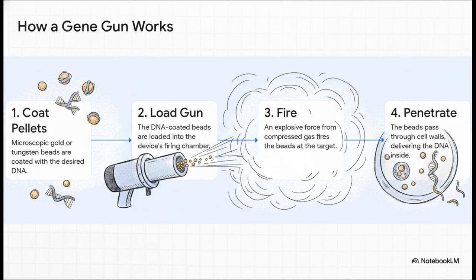So how does a gene gun actually work? First, you take these tiny little particles of gold or tungsten, basically microscopic bullets, and you coat them with your DNA. You load these DNA-coated beads into the gun. Then, a powerful blast of compressed helium gas fires these bullets at an insane speed, fast enough to punch right through the tough walls and membranes of the target cells.